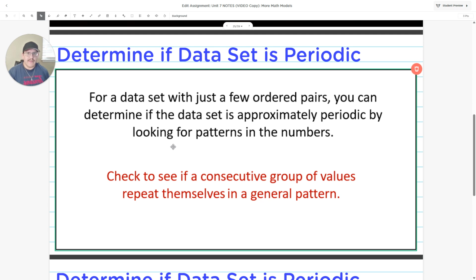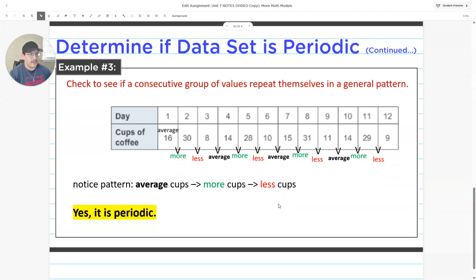Sometimes we're not always given a graph to check to see if it's periodic or not. Sometimes we're given a data set. So for a data set with just a few ordered pairs, you can determine if the data set is approximately periodic by looking for patterns in the numbers. I'm going to show you two ways, one by hand and the other through Desmos. Check to see if a consecutive group of values repeat themselves in a general pattern.